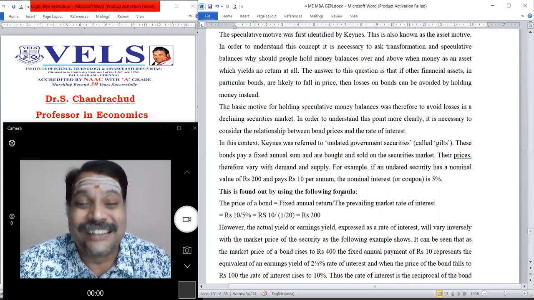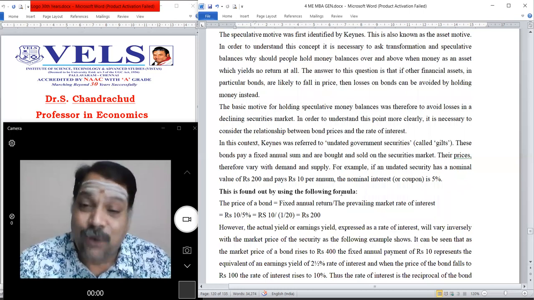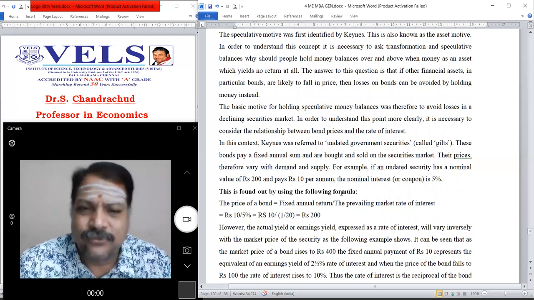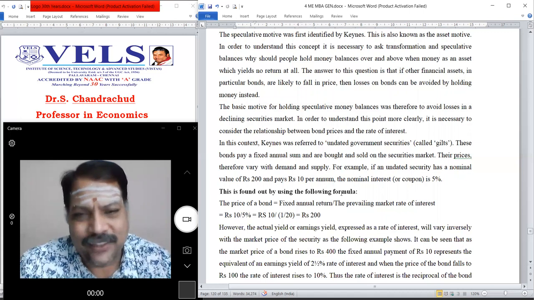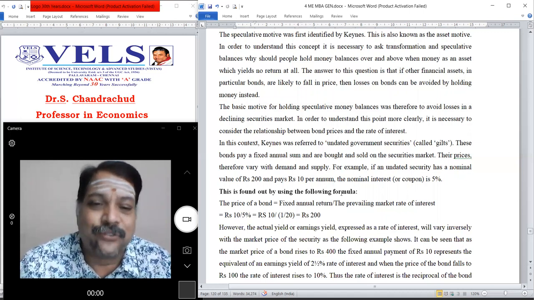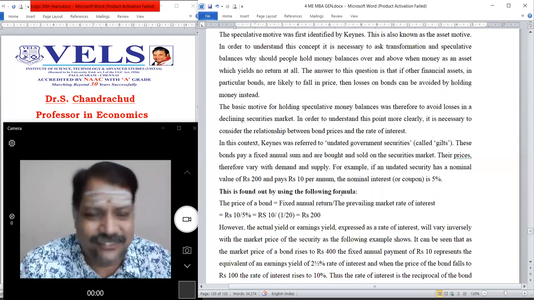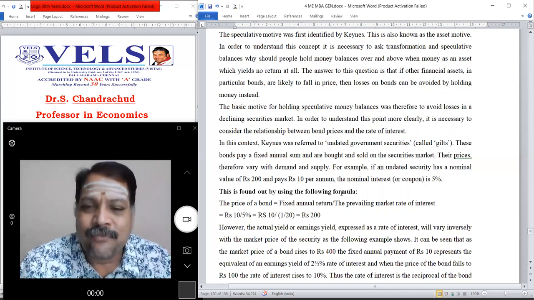We used to call them gilts, G-I-L-T-S, gilts. These bonds pay a fixed annual sum and are bought and sold on the securities market. Their prices therefore vary with demand and supply. For example, if your undated security has a nominal value of rupees 200 and pays rupees 10 per annum, the nominal interest coupon is, say, 5%. So this is the basic idea.